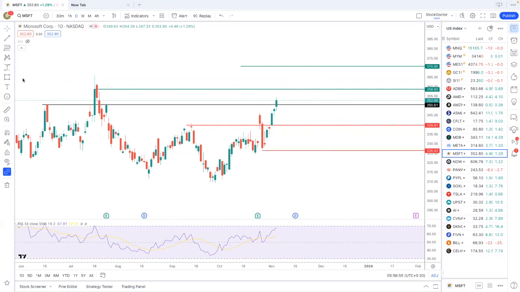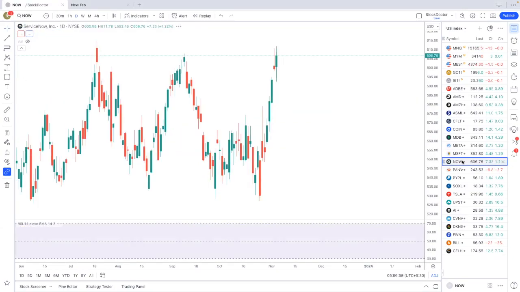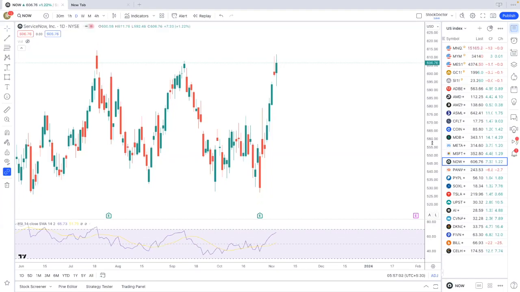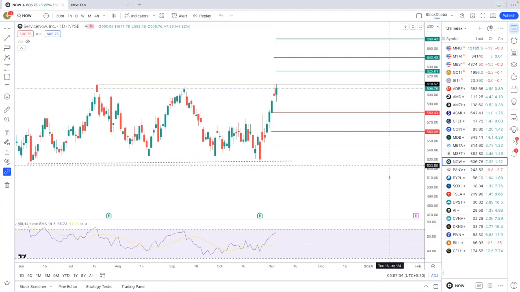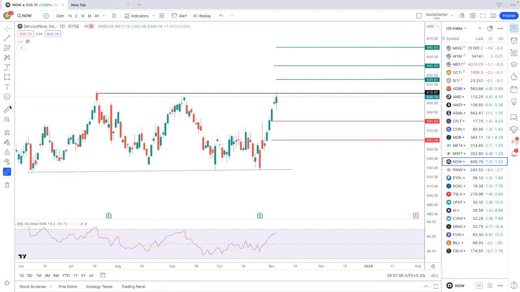The next stock we have is NOW. So this is the chart of NOW. NOW is trading in a very good channel, and currently it is at the channel top. You can see here, this is the channel top. If it stays above 310, then very good upside is there. That is, the first is 625, second is 640, and third is 660. If it doesn't respect the channel resistance and starts going down, then 580 and 560 are the two targets for NOW.